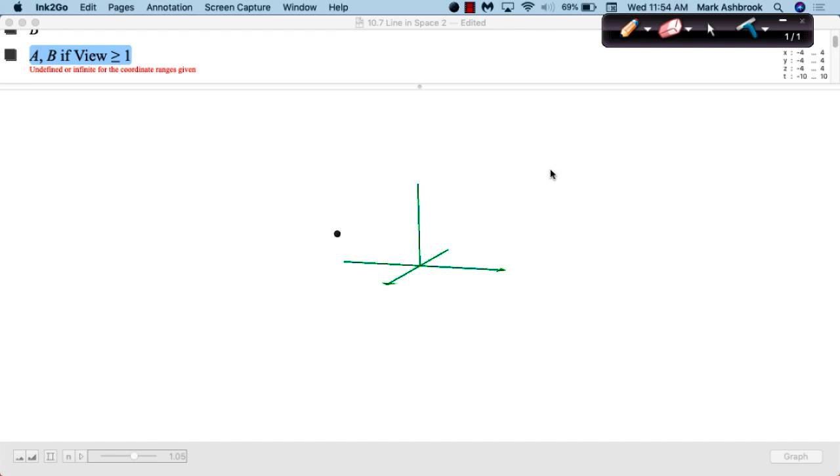Okay, here we go. So we want to talk about lines in space. So let's just review lines in R2.